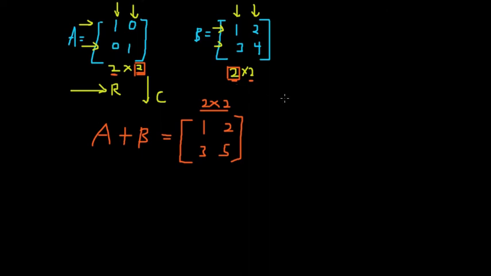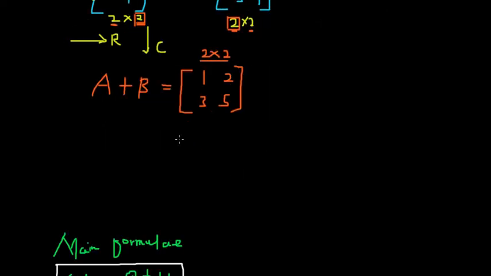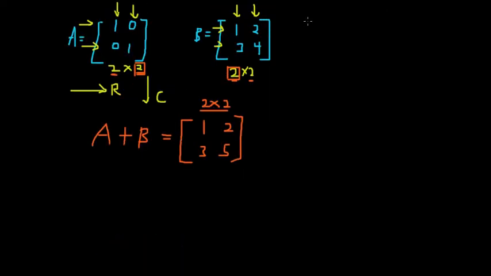So let's take another example. Let's say we have another matrix C to be equal to 1, 0, 3, and then we have 0, 2, 4. And then we have another matrix D. Matrix D to be what?